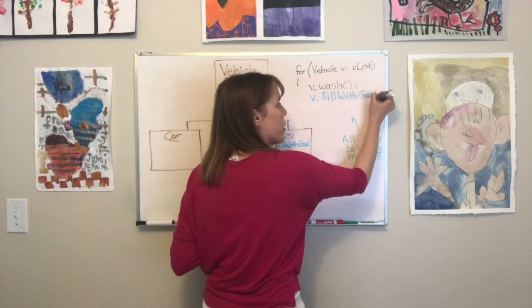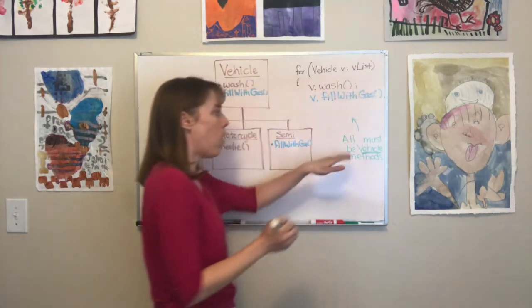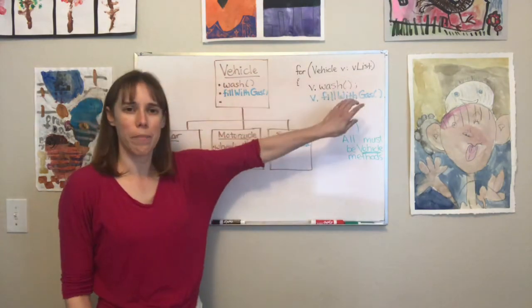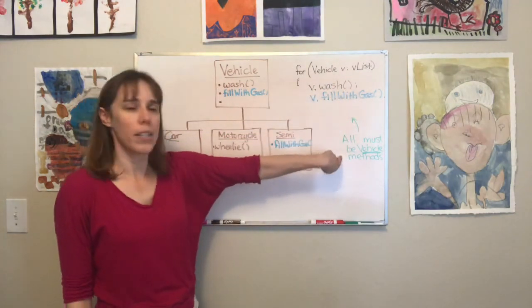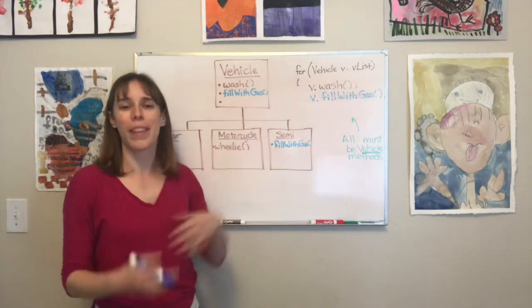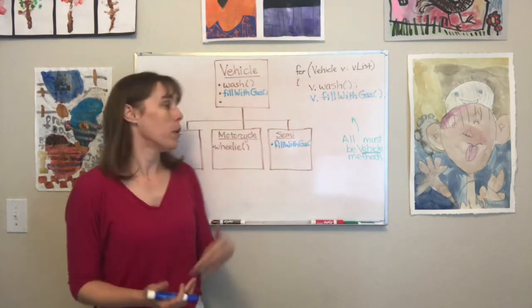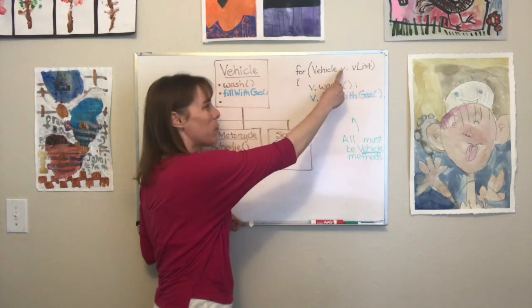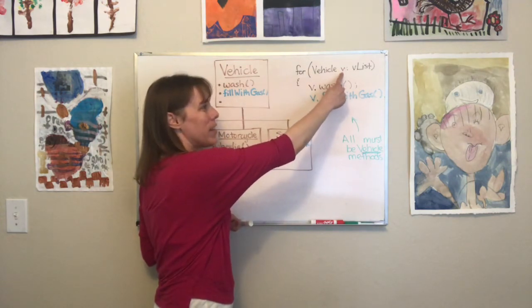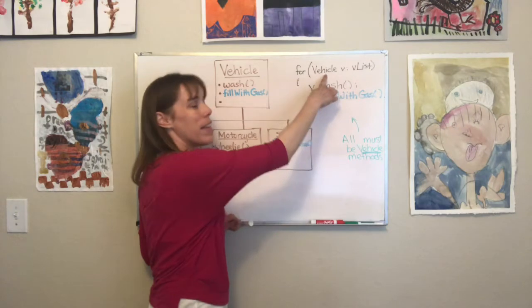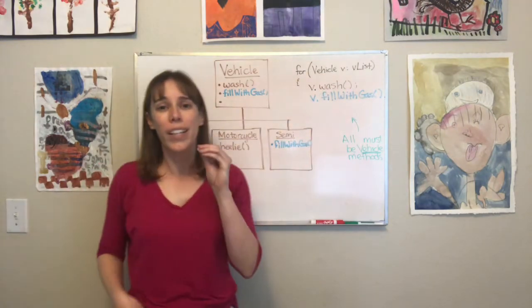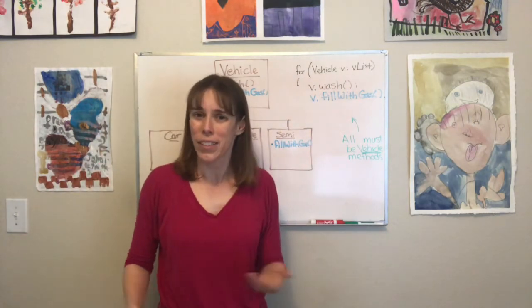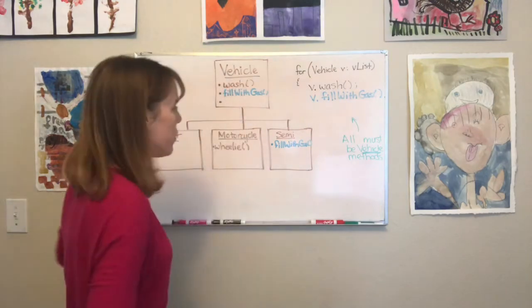And an important thing to note is that all of these methods that you're calling must be vehicle methods. They must be things that everybody knows how to do, because you have only promised Java, the compiler, that this thing that you're calling the methods on is a vehicle. So you are only allowed to call vehicle methods. That makes some amount of sense, right?